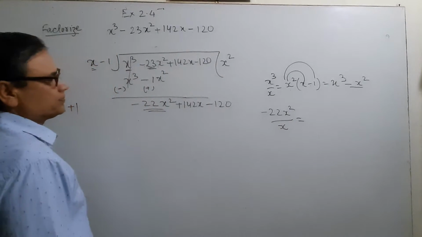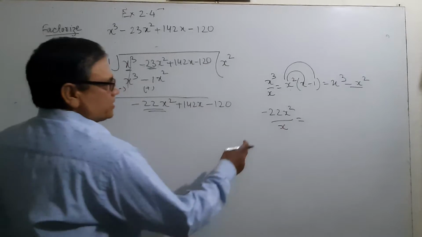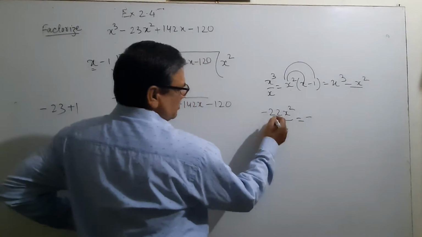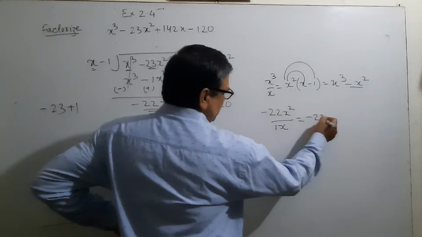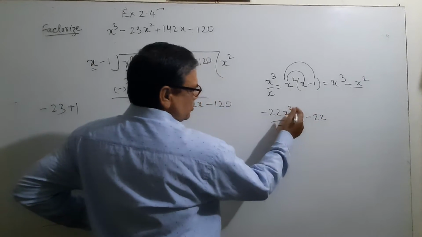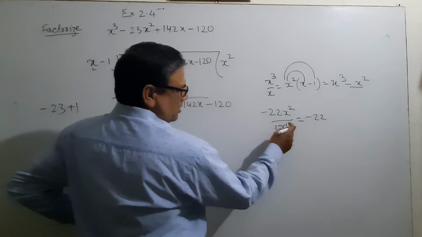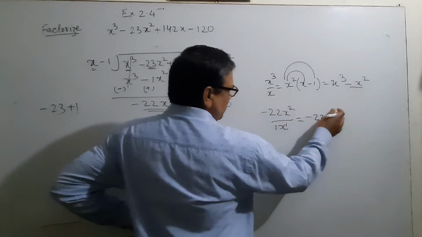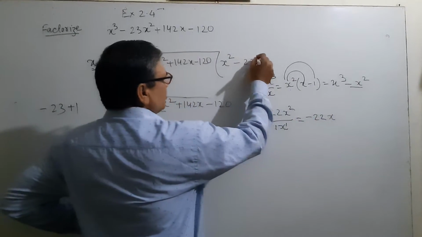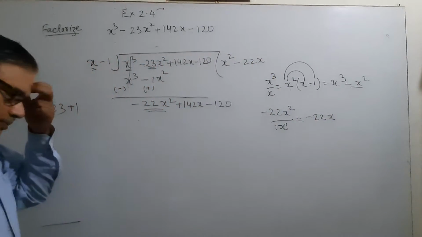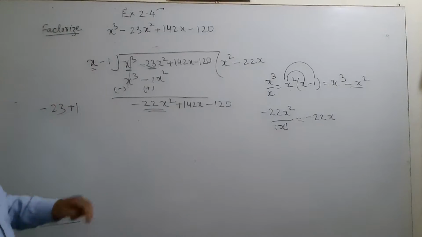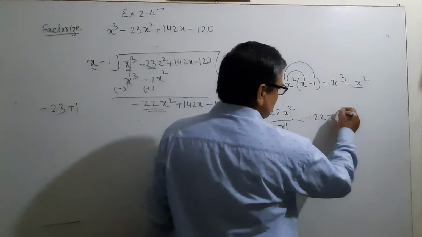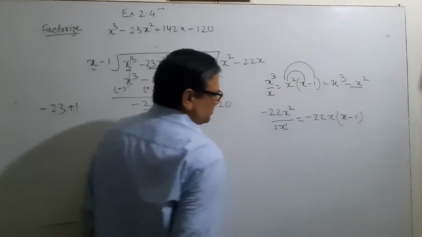Tell me the answer. Here is plus, here is minus; plus minus is minus. 22 divided by 1 is 22, x square divided by x: in division, powers will subtract, 2 minus 1, x to the power 1. It means minus 22x. And this minus 22x is multiplied to x minus 1.